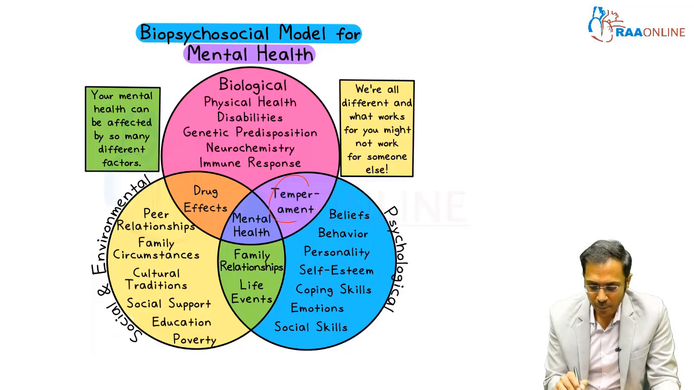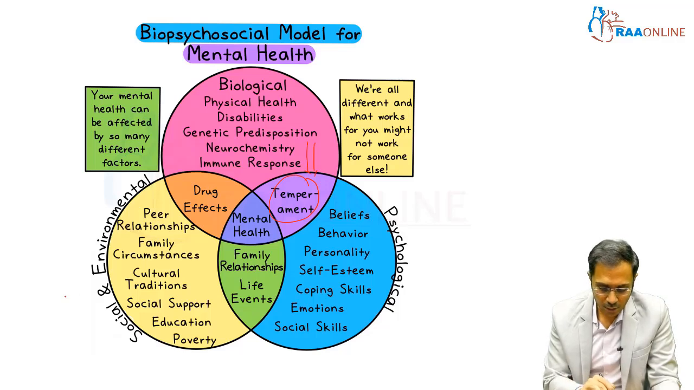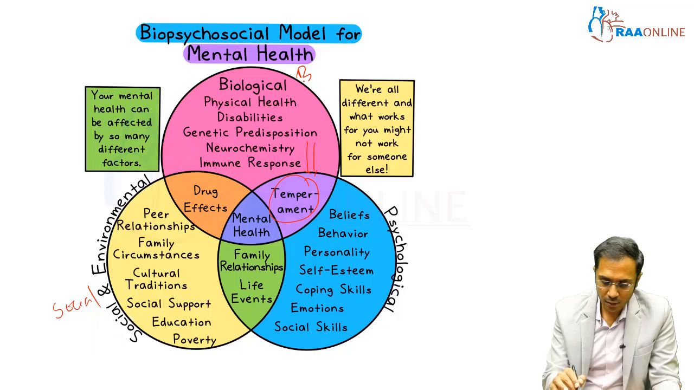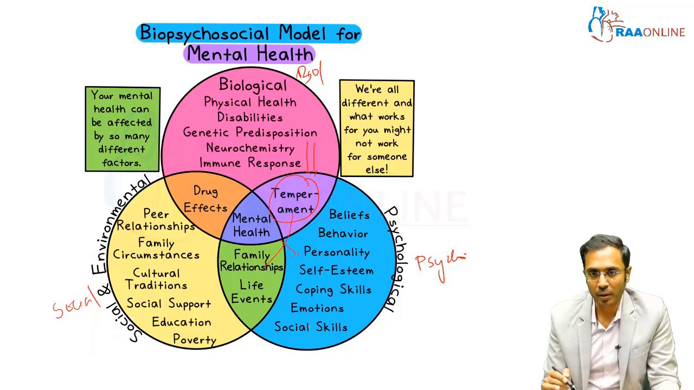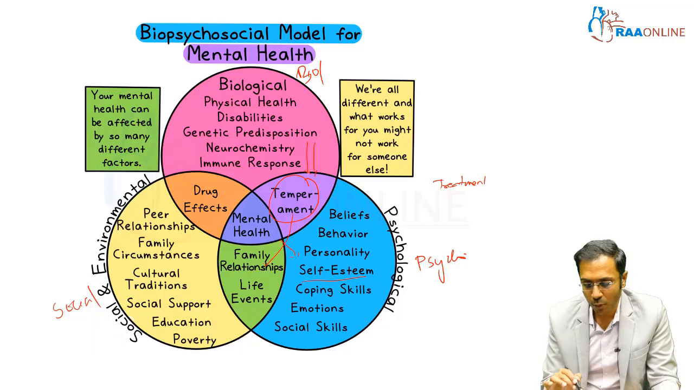Psychological, basically the temperamental, which is biologically determined, and these temperamental factors interact with social factors. This is social, this is biological, this is psychological. The biological factors interact with social factors, and the psychological factors evolve over time: their belief system, behavior, personality, self-esteem, coping skills, emotional regulation, social skills. All these psychological factors are important in the treatment of anxiety, but basically they are formed over time with the interaction of biological and social factors.